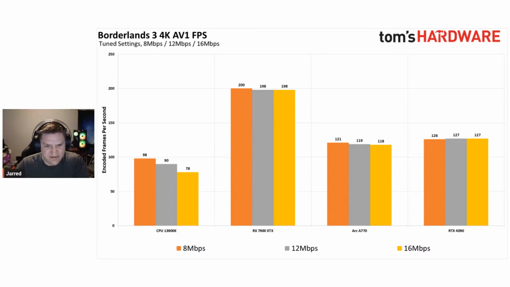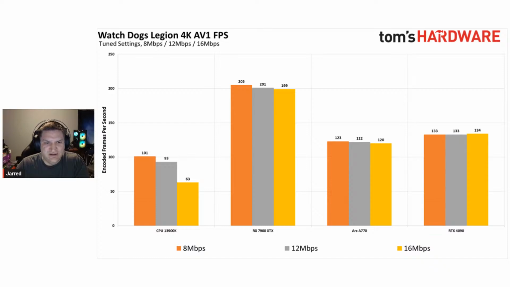And let's see. That takes us through everything. So again, if I skip to Watch Dogs Legion, oh, that's interesting. There might be some margin of error. Who knows? The CPU speed on the 16 megabits per second dropped quite a bit.